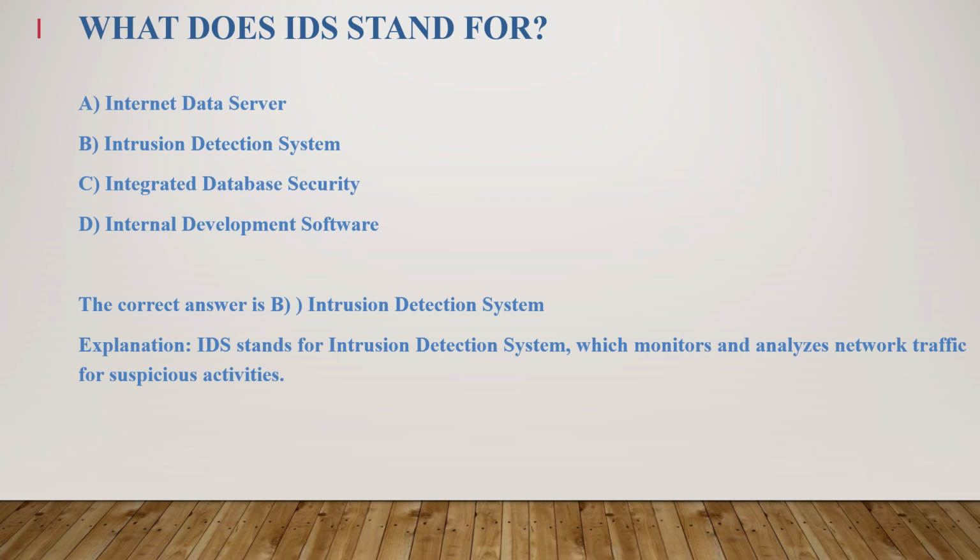Here are some additional details about IDS. There are different types of IDS, including network-based IDS, NIDS, which monitors network traffic, and host-based IDS, HIDS, which monitors individual systems. IDS systems work by comparing activity to known attack patterns or baselines of normal behavior. IDS systems are valuable tools for detecting and responding to security threats, but they are not foolproof. They can generate false positives, and attackers can sometimes develop techniques to evade detection.